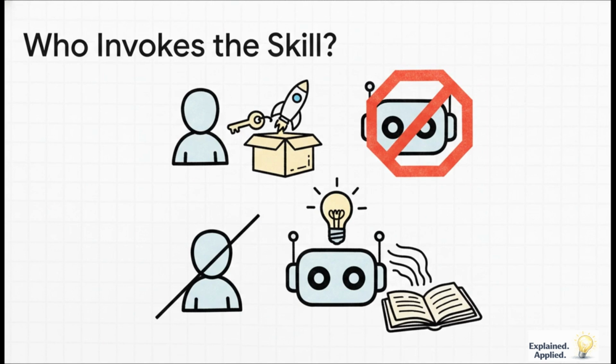If you set disable model invocation to true, that means only you can trigger it. This is essential for skills that have real-world consequences, like a /deploy skill. You really don't want the AI deciding to deploy to production on a whim, right? On the flip side, user invocable false is perfect for background knowledge, like an internal style guide that Claude should know about, but you'd never actually run as a direct command.